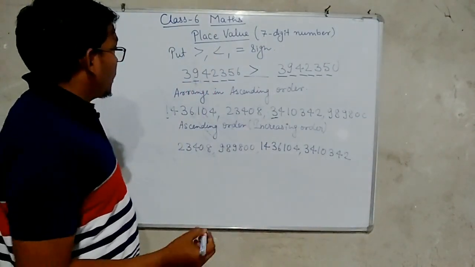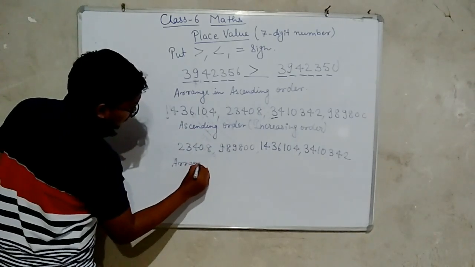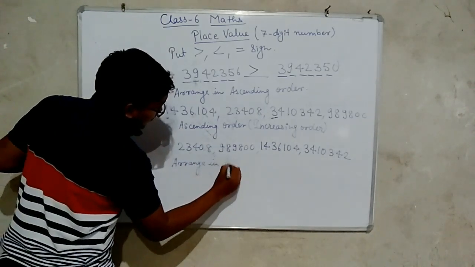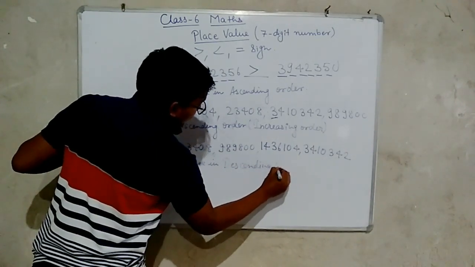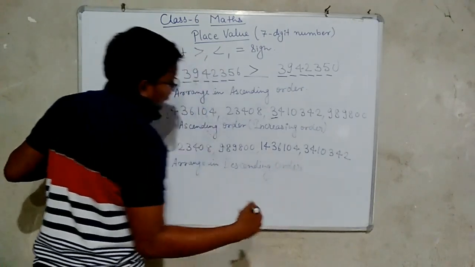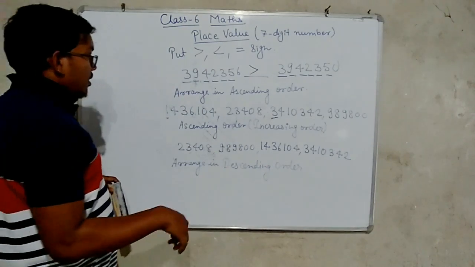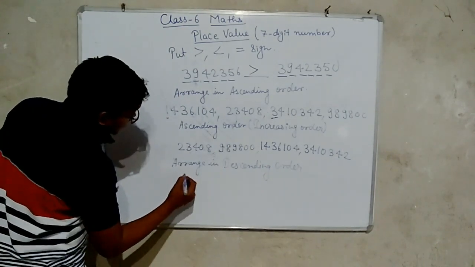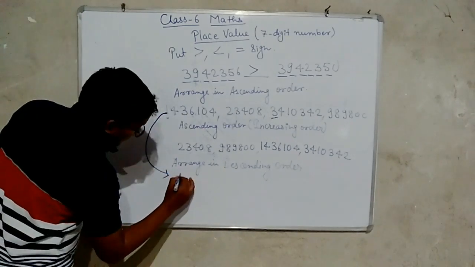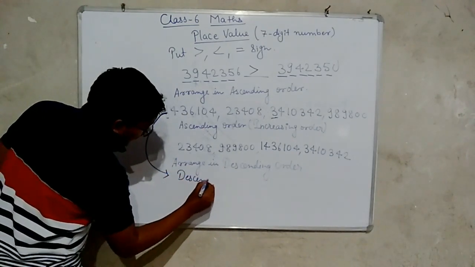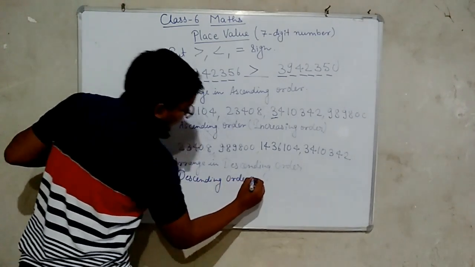And if we have to arrange the same numbers in descending order, what will we do? In descending order, it is also called decreasing order. So we will arrange the same numbers here in descending order, or in decreasing order.